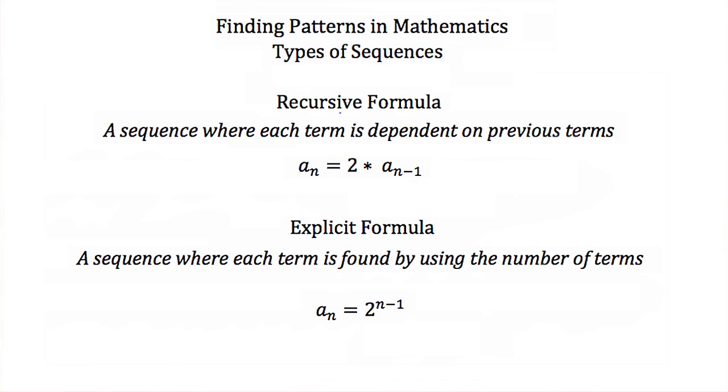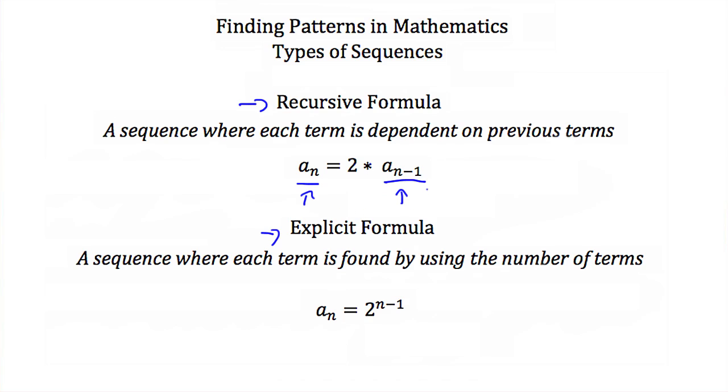Now there are two different general types of formulas that we can write that describe sequences. The type that we just developed was a recursive formula. Another type of formula that describes a sequence would be an explicit formula. A recursive formula is a formula where a sequence is dependent on the previous term. So each term is dependent on the term before it. For example, a_n is equal to 2 times a_(n-1). Every term in our sequence is equal to 2 times the term before it.